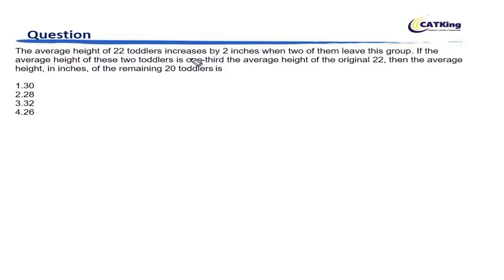The average height of 22 toddlers increases by 2 inches when 2 of them leave this group. If the average height of these 2 toddlers is 1/3 the average height of the original 22, then the average height of the remaining 20. So let's say the average height of 20 toddlers is h20, the average height of 2 toddlers is h2, and the average height of 22 toddlers is h22, right?